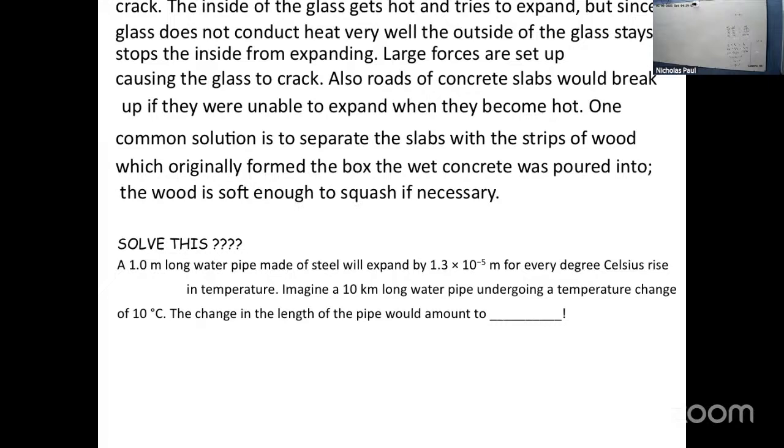Right, so we have a little problem there. How much will the pipe change? Take your time. There was a question similar to this in the... 10 to the power minus 5. Right, there was something similar to this in physics.